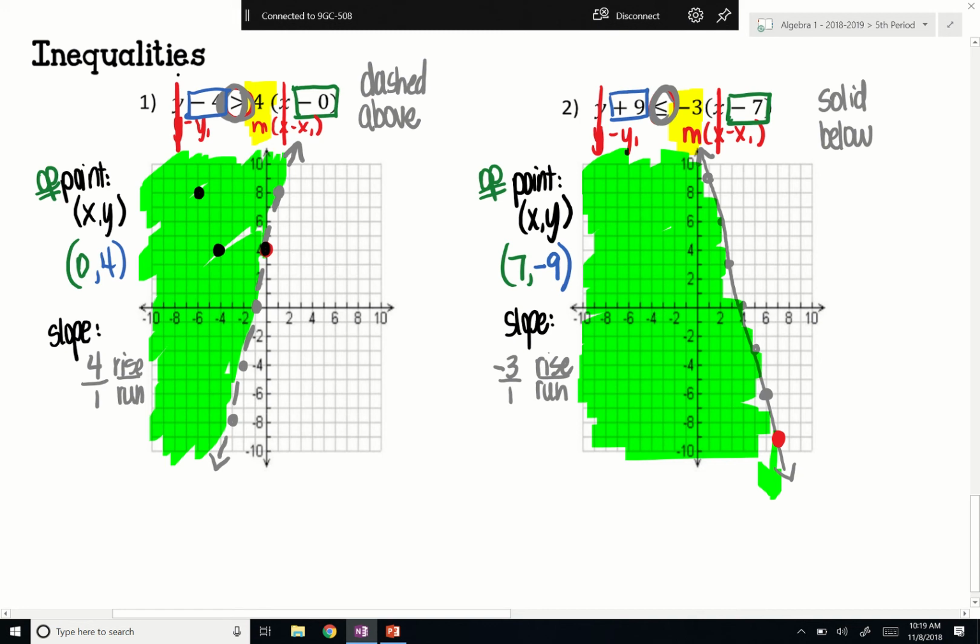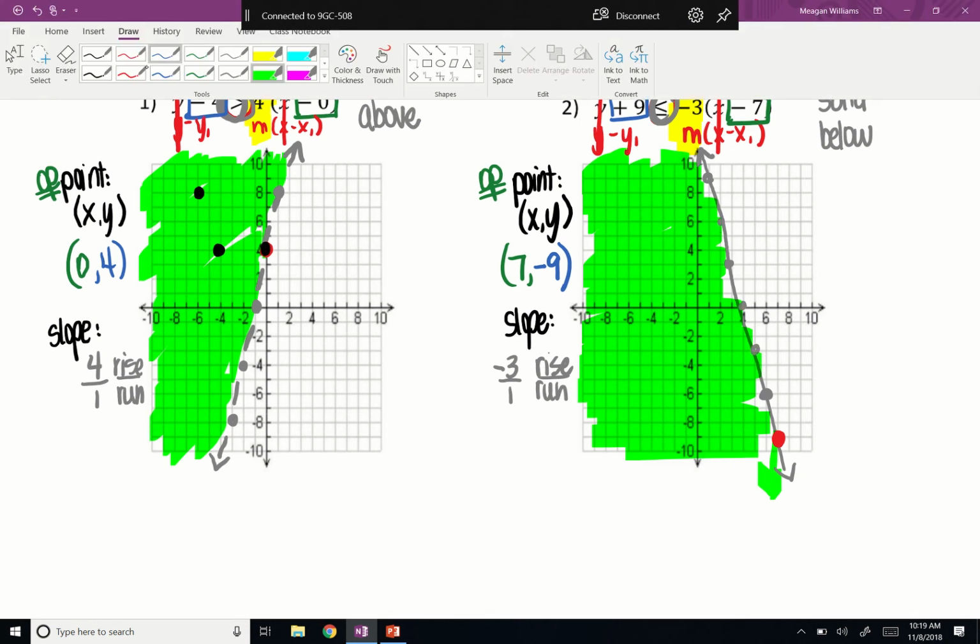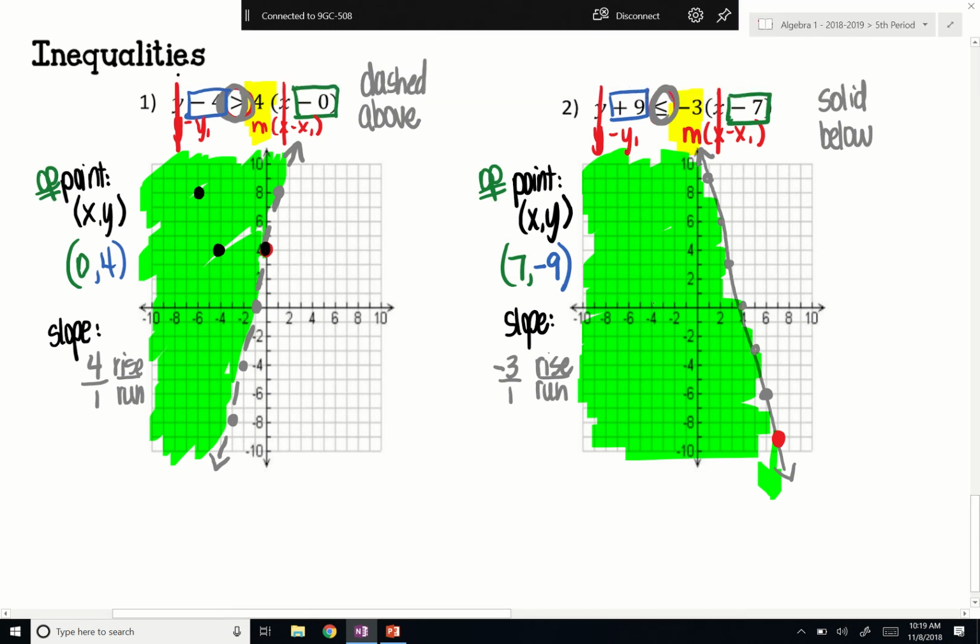Can anybody tell me an ordered pair that would work as a solution? -4, -4. Do you agree with them? -4, +2. Do you agree with them? 7, -9. Do y'all agree with her? Why? Because it's equal. Everybody understand how to do this?